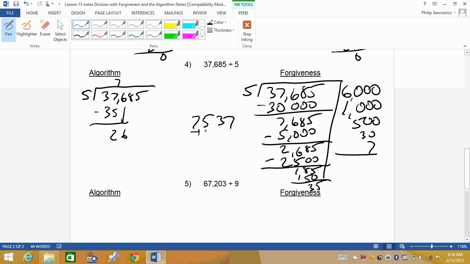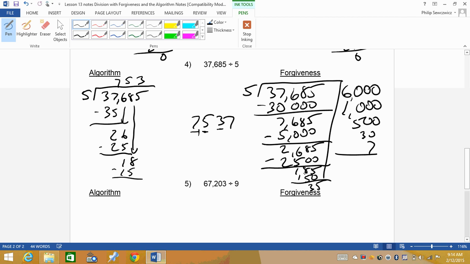5 into 26, yeah, you can see it does go 5 times. 5 times 5 is 25. So again, we're just under it without going over. We multiplied just like we did there. We subtract just like before. The difference is you bring down the next number. I like bringing the arrow down. That's just me. We're thinking it should go in 3 times. 5 times 3 is 15.